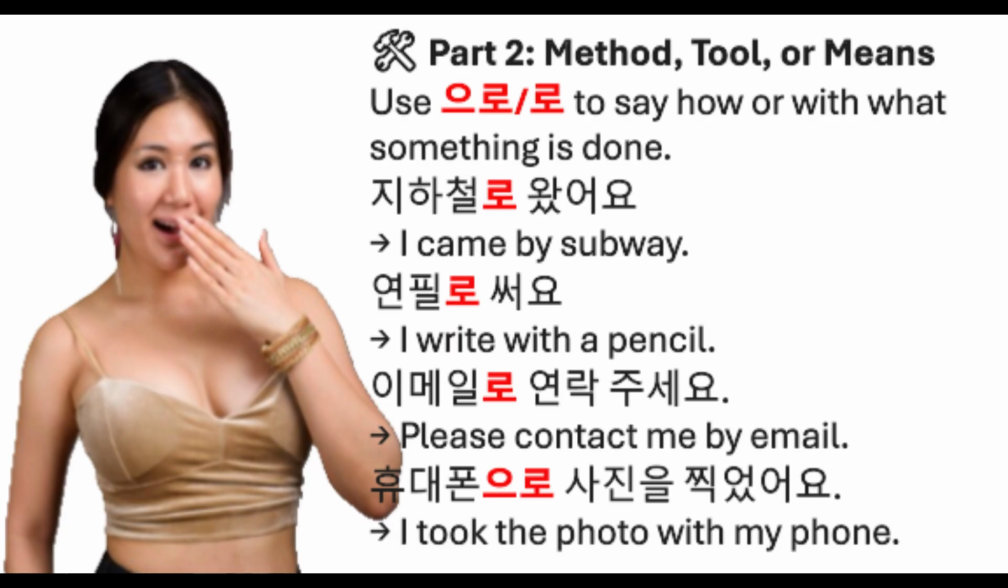Number two, ro is used to say how or with what something is done, as in the following examples. 지하철로 왔어요. I came by subway. 연필로 써요. I write with a pencil. 이메일로 연락 주세요. Please contact me by email. 휴대폰으로 사진을 찍었어요. I took the photo with my phone.